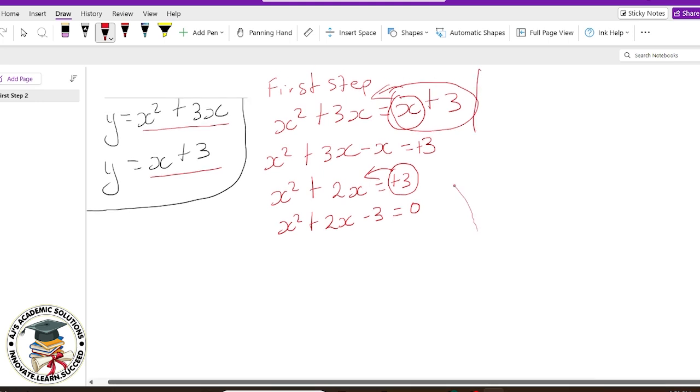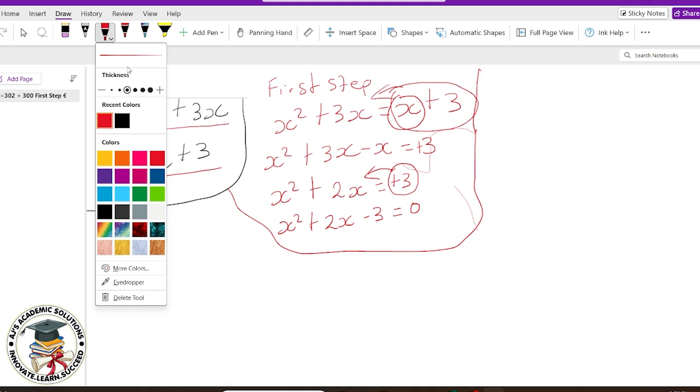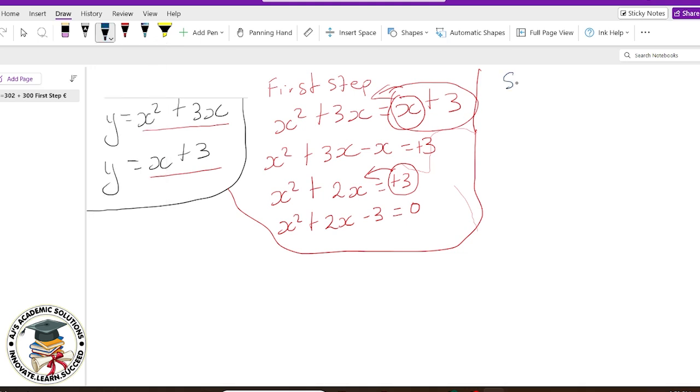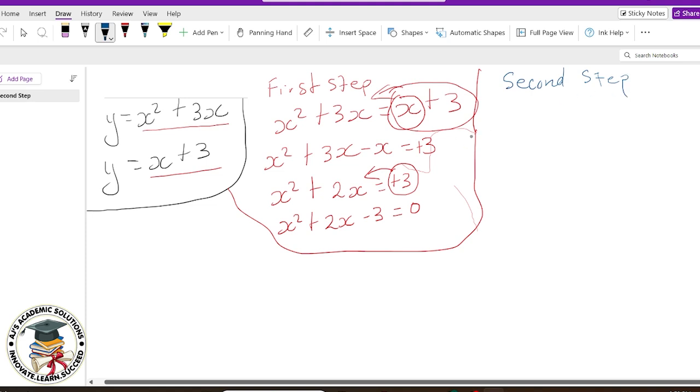So let me just bracket this part here off now. And let me just switch to another color. So let's go here. In our second step, what we'll be doing is we will be factorizing. I'll be using what is the AC method. So the AC method that we're making use of is going to be what the quadratic is written in, where we have an A value, a B value, and a C value.